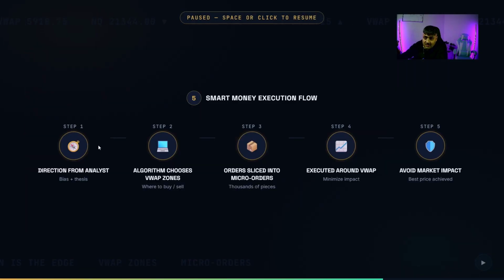So these are the steps. They get a direction from the analyst, and the algorithm chooses the VWAP zones where to buy and sell. Those orders are sliced into micro orders, thousands of mini pieces. If you ever look at Bookmap, you can see those bubbles. If you zoom in really far, there are algorithms putting in 1 lot, 2, 5, 10 every second, every millisecond, and it all gets executed around VWAP. That's how they avoid the market going too far up or down.